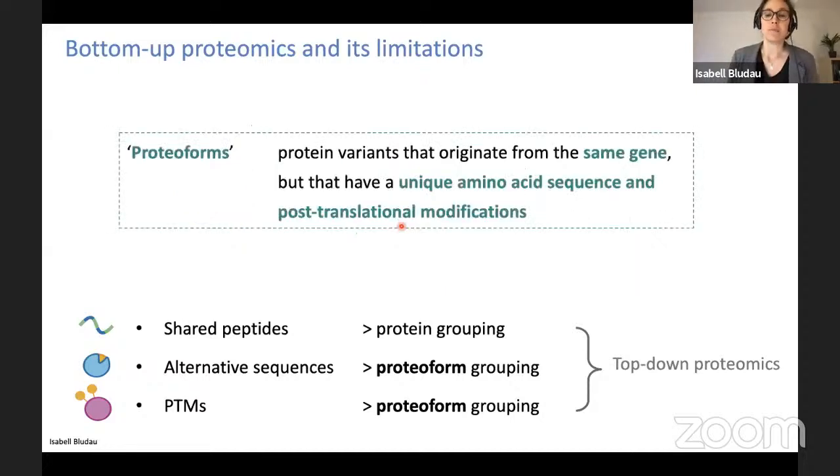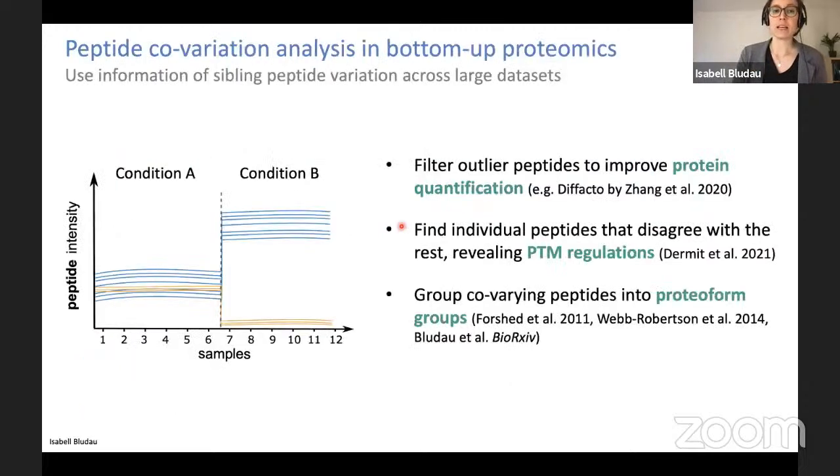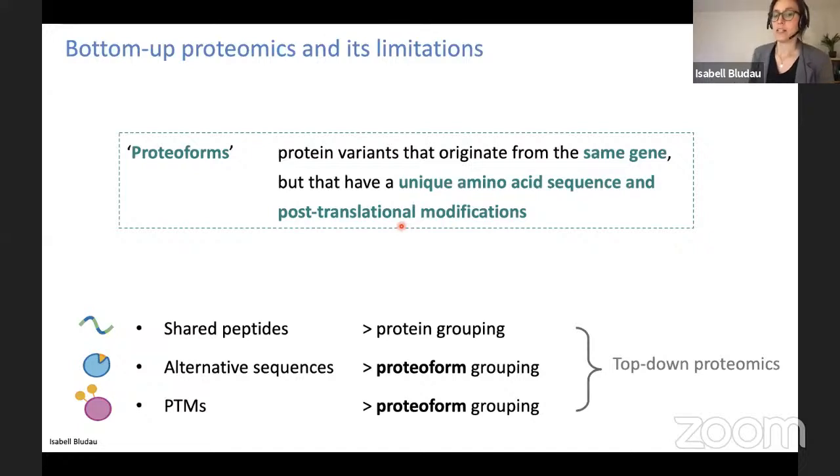So before we go into more details, I want to briefly define what I mean with a proteoform. So proteoforms, in the way that I define them here, are protein variants that originate from the same gene, but that have a unique amino acid sequence and post-translational modifications. And so as I said, typically we do not look at these proteoforms in bottom-up proteomics.